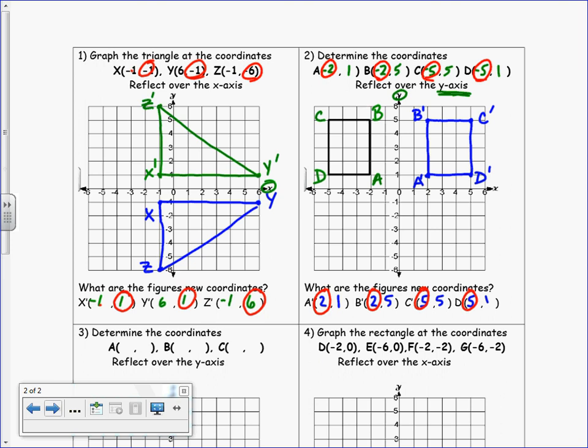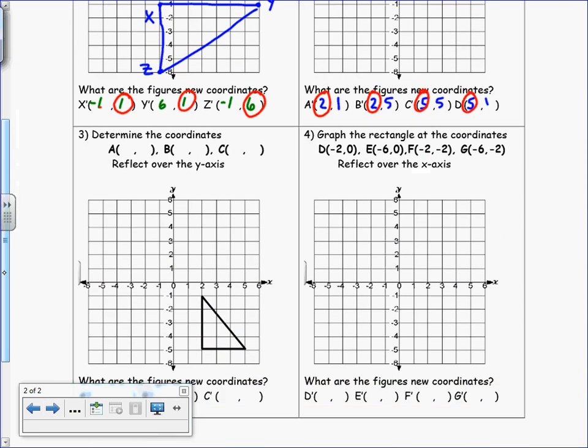What I'd like you to do on your notes is to go ahead and try and do 3 and 4 on your own. Okay, for number 3, it says reflected over the y-axis. And for number 4, it says reflect the image over the x-axis.